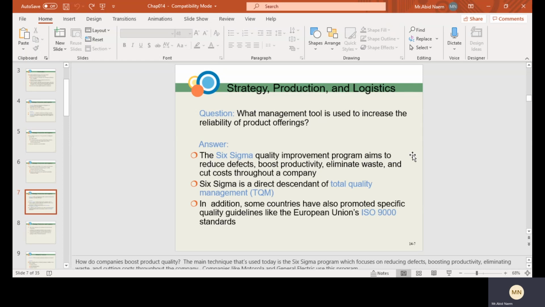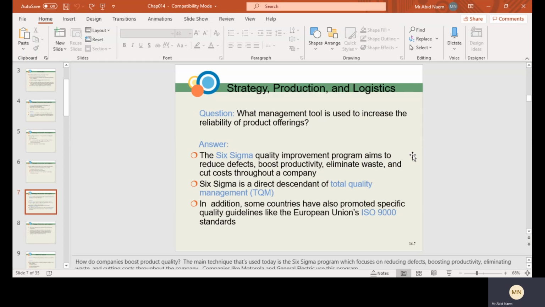Six Sigma is a direct descendant of TQM, that is Total Quality Management, or House of Quality is one. Another tool which is used by organizations to ensure the final quality benchmarks are met with reference to product and services being offered to the consumers.